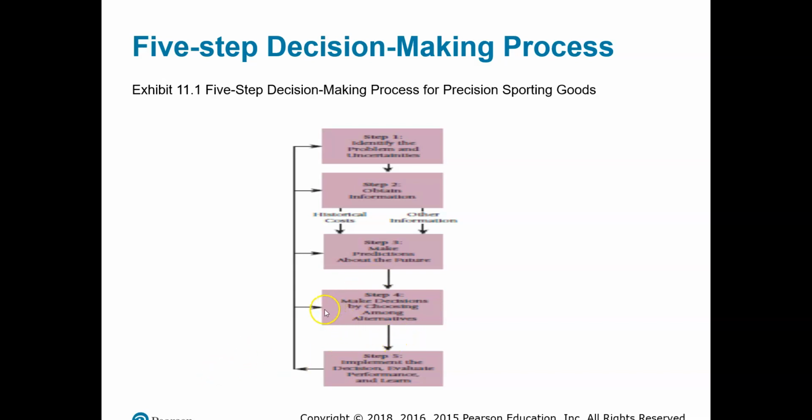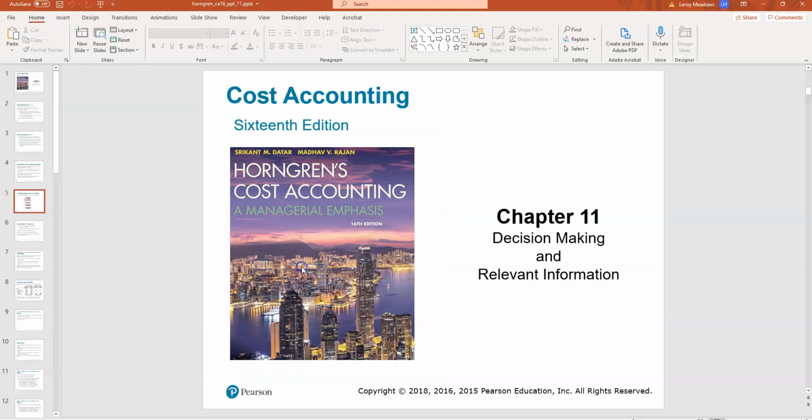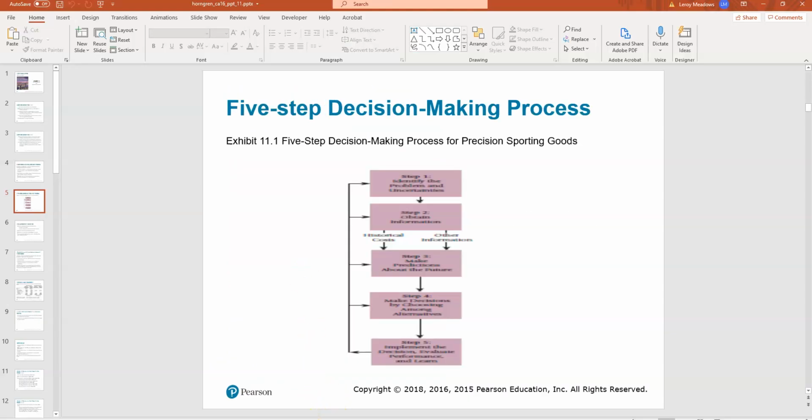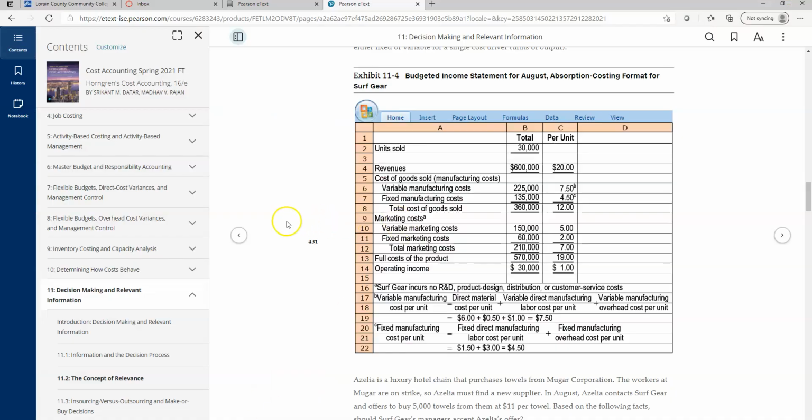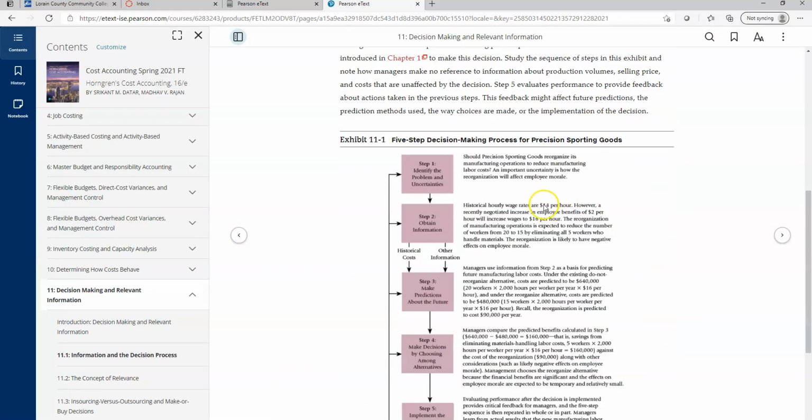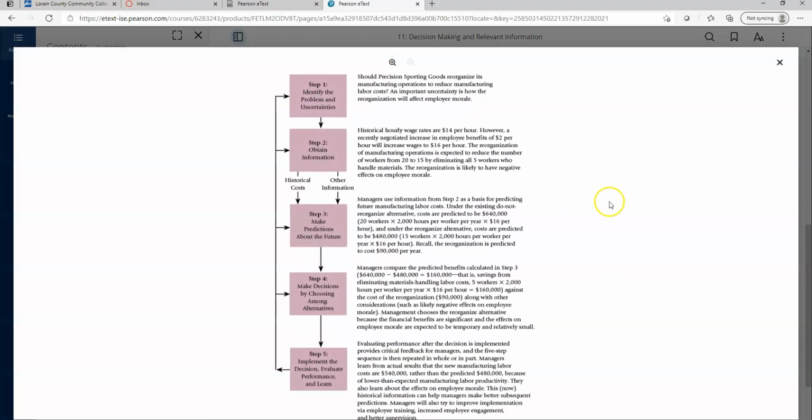Now, let's take a look here. And let's go to the ebook so we can see this a little bit better. Okay, so step one in the decision-making process is identify the problems and uncertainties. Now, Precision Sporting Goods wants to reorganize its manufacturing operations so it can reduce manufacturing labor costs. So that's the question. Should we do that? Should we not do that? One uncertainty is how will it affect employee morale?